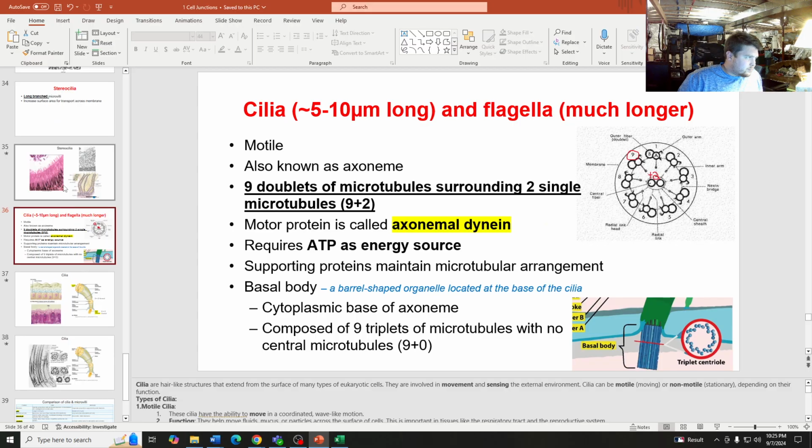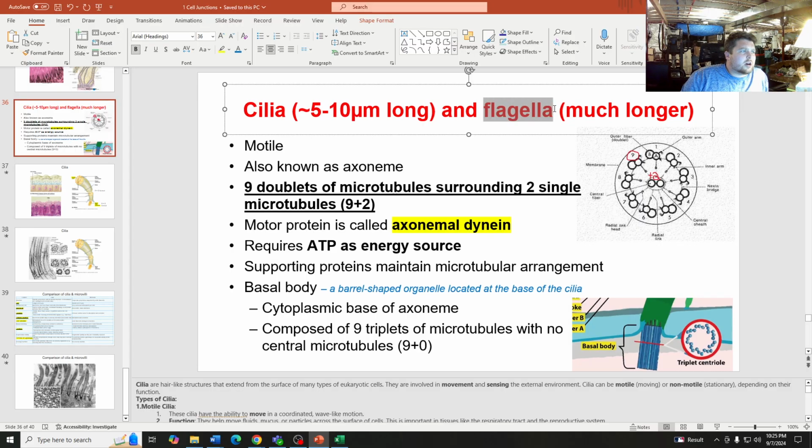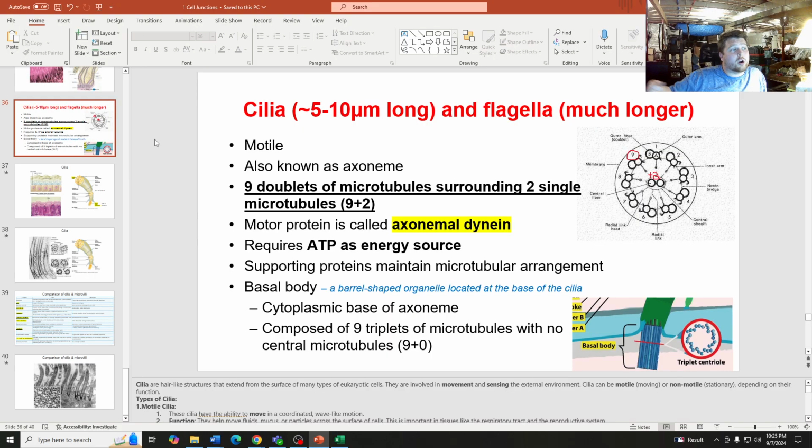Cilia. This is one where a couple more details become important. Cilia are between 5 and 10 micrometers long, so 5 to 10 times as long as the microvilli. And then we also group flagella into them. Flagella are the longer version of cilia. Flagella we don't talk a lot about in this course. You'll talk more about flagella in microbiology, because a lot of our bacteria have flagella that they use for moving around. So we'll talk about that more in that course.